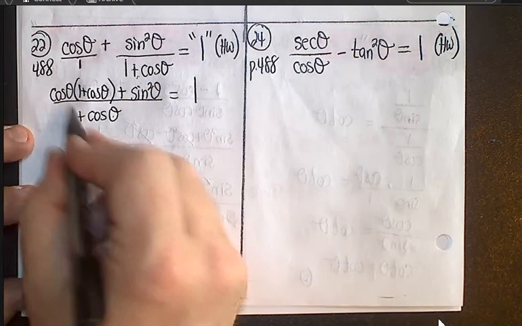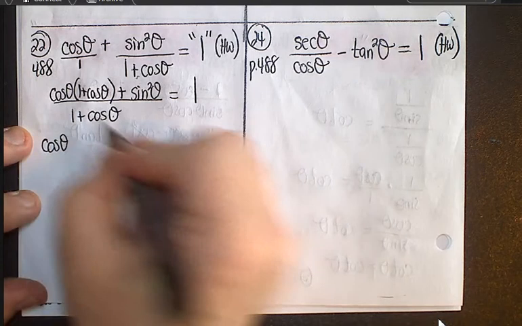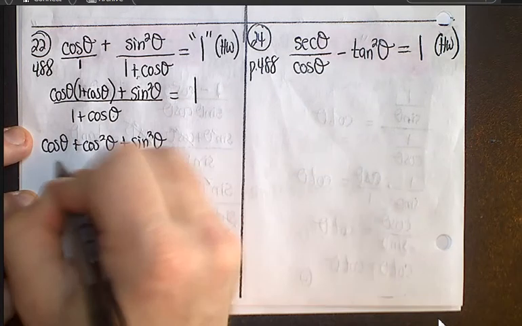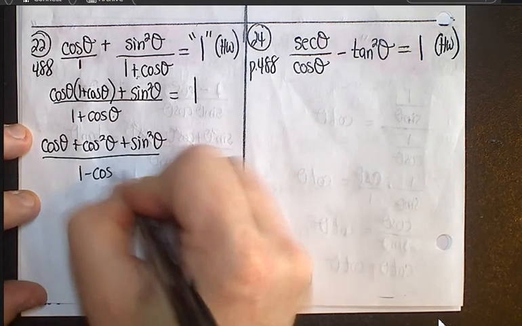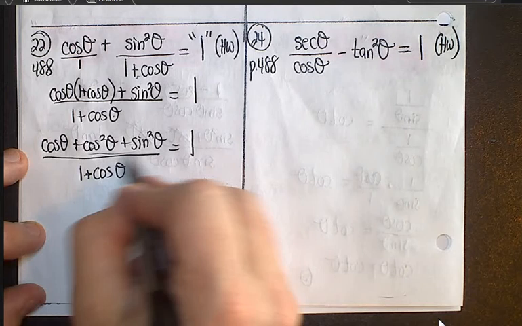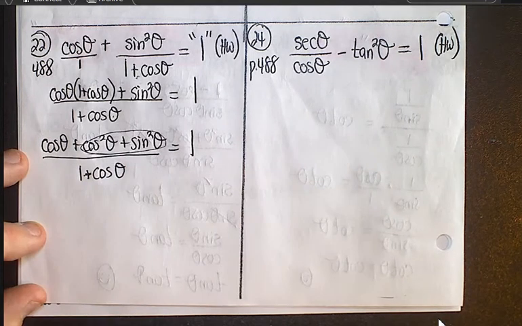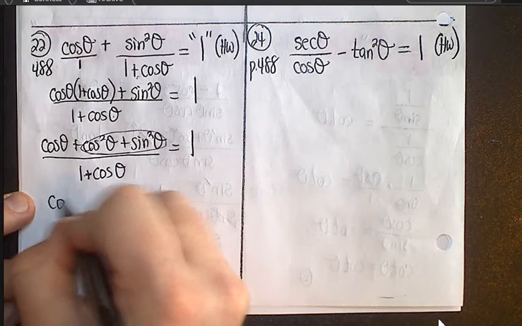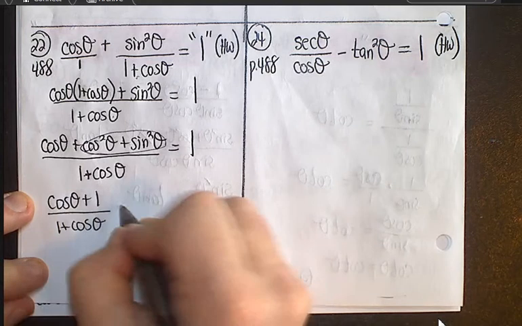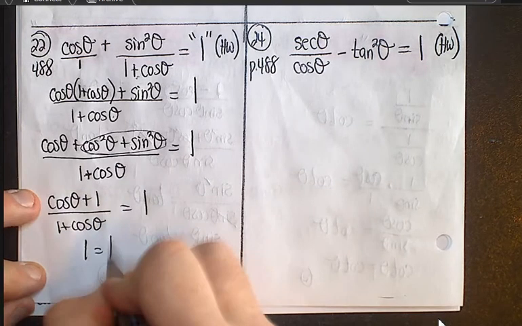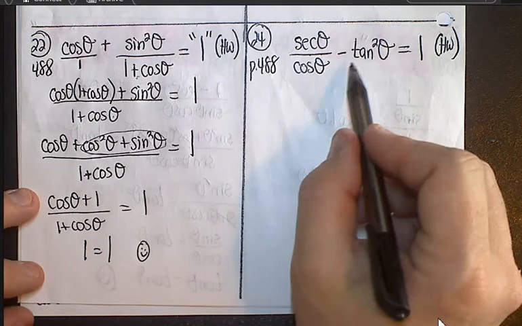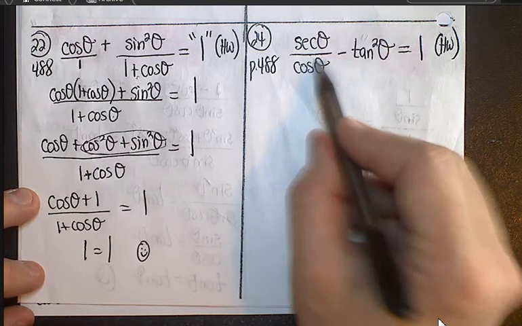Distributing the cosine through, cosine times 1, cosine theta. Cosine times cosine, cosine squared theta, plus sine squared theta. All that's over 1 plus, my fault, cosine theta. And that's supposed to equal 1. And as you can see here, once again we have cosine squared plus sine squared. That's the Pythagorean identity. We can plug 1 in for that, so I get cosine theta plus 1 over 1 plus cosine theta. And these are the same thing. And when you divide something by itself, you get 1. We're proven.